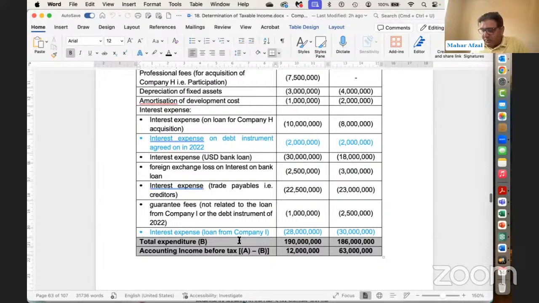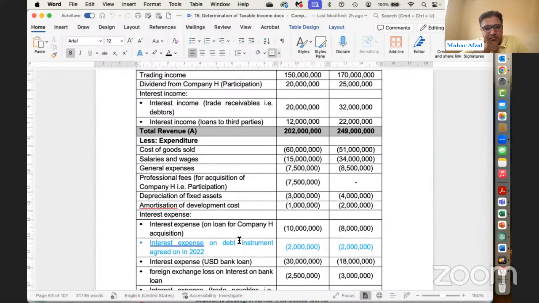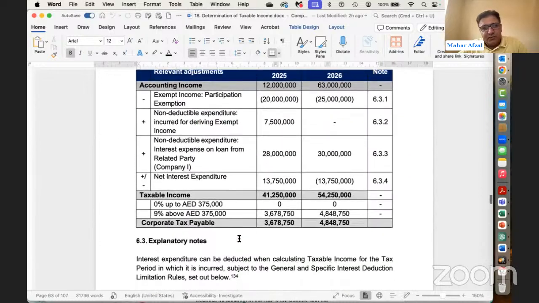12 million plus 28 million plus 1 million plus 22,500 plus 2,500 plus 30 million plus 10 million plus 7,500, less 20 million, less 20 million, less 12 million, less 20,250. 41,250. Yeah, this is correct.